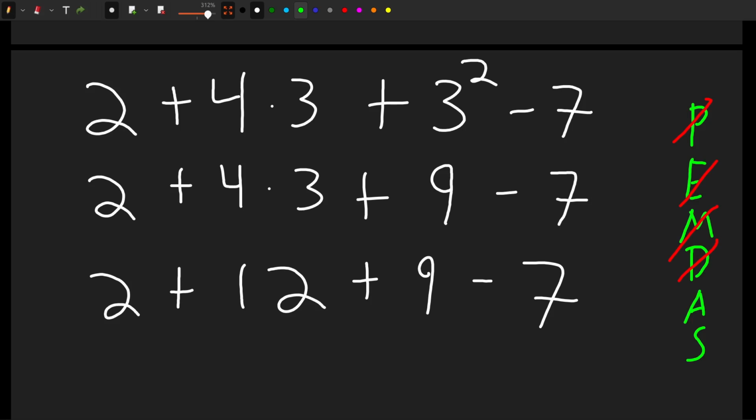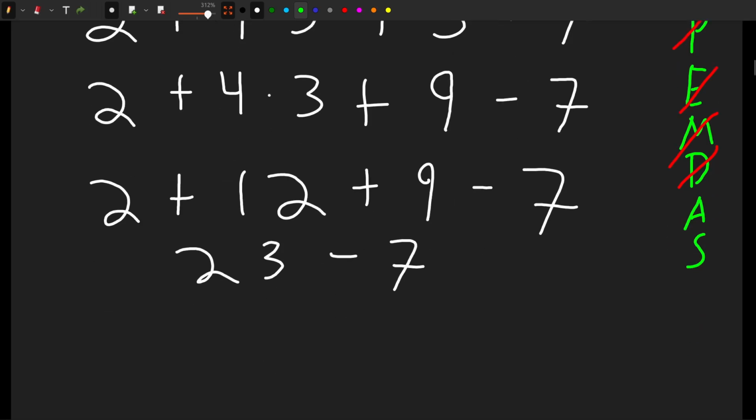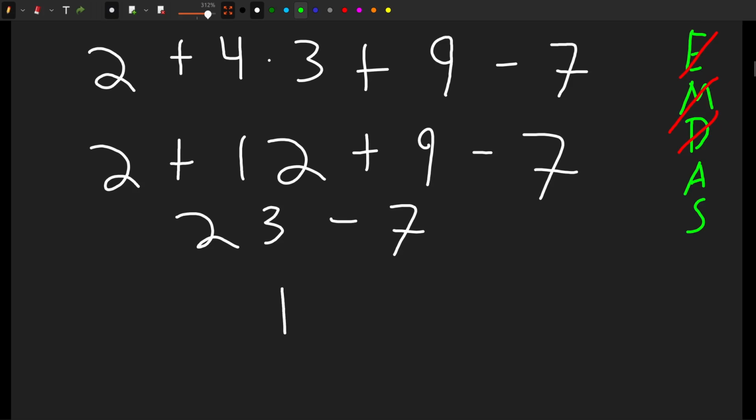2 plus 12 is 14. 14 plus 9 is 23. So we're going to have 23 minus 7. And then 23 minus 7 is 16. And that's our answer.